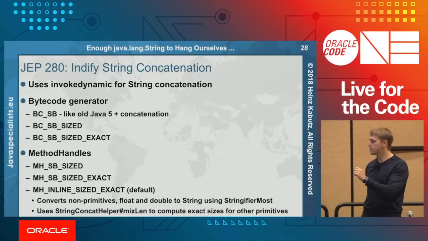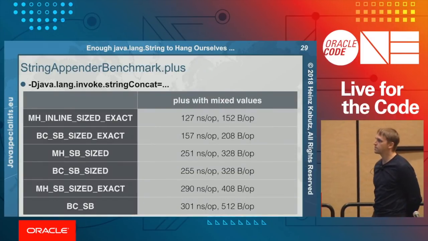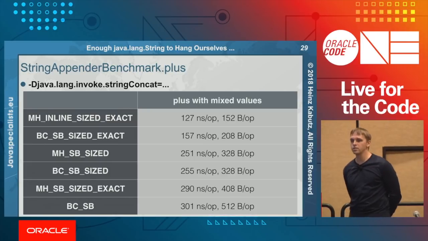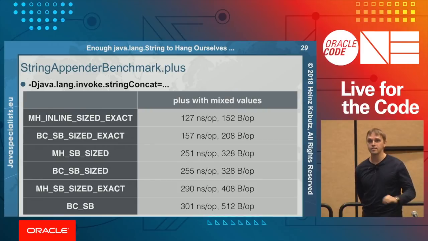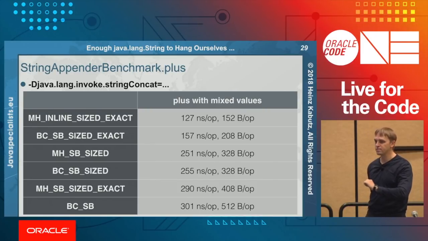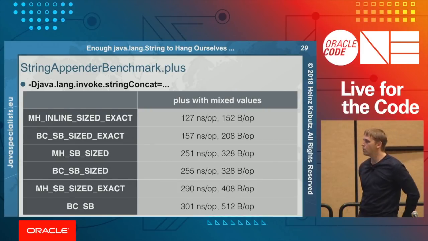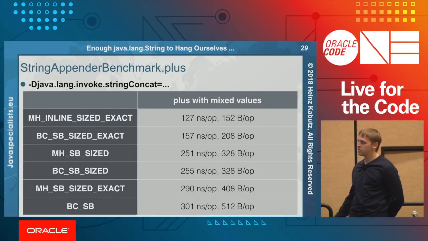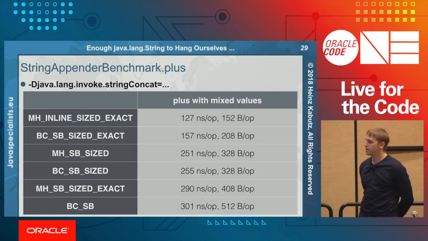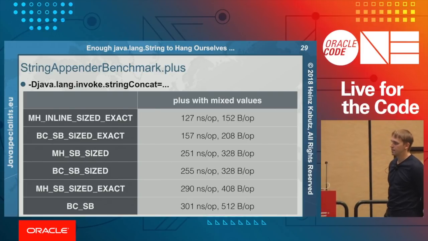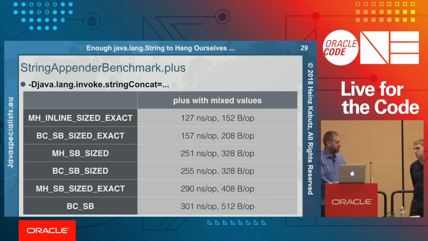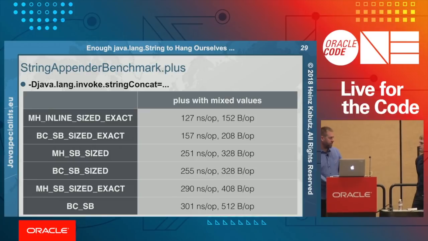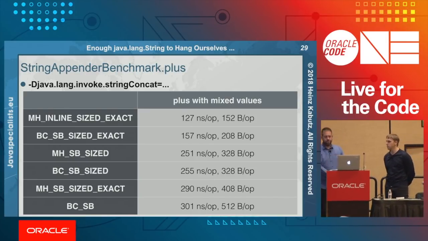So what does performance look like? Well, let's have a look and compare them. The default strategy is 127 nanoseconds and creates 152 bytes, which is exactly the size of a string. And going down, basically all the other strategies are way worse. The last one is the old one, Java 5. It's like 300 nanoseconds, 2.5 times slower. And it uses 500 bytes, whereas the other one uses 152 bytes. It's a big difference, more than 3x in memory saving.